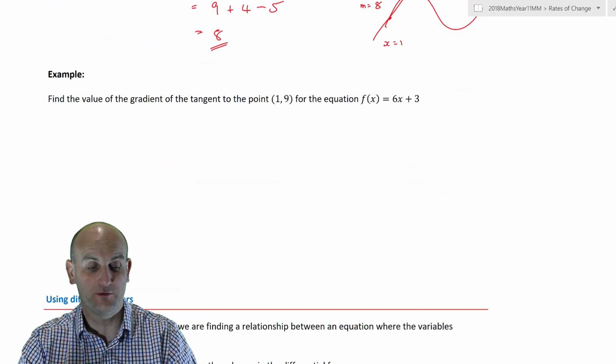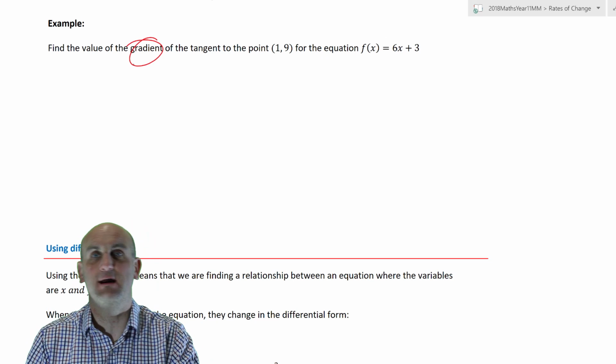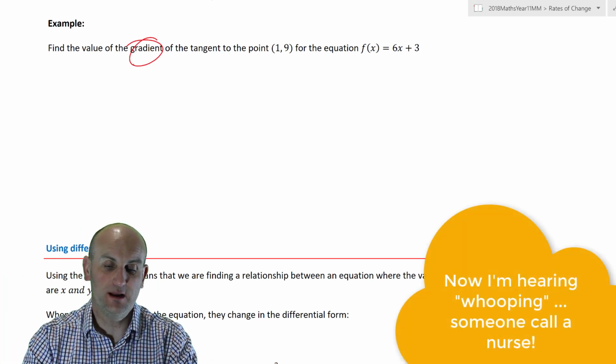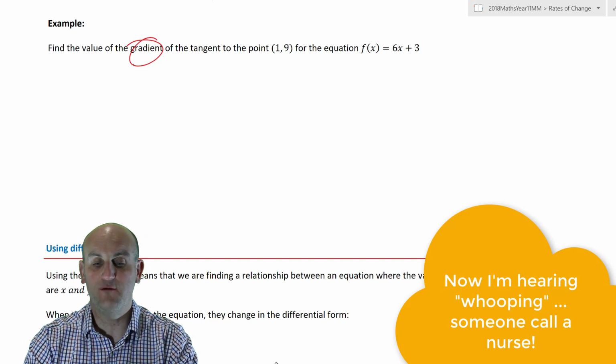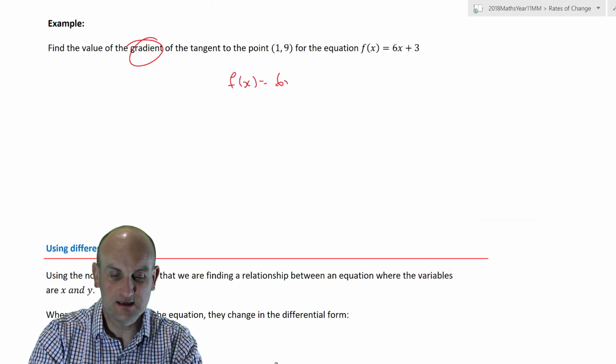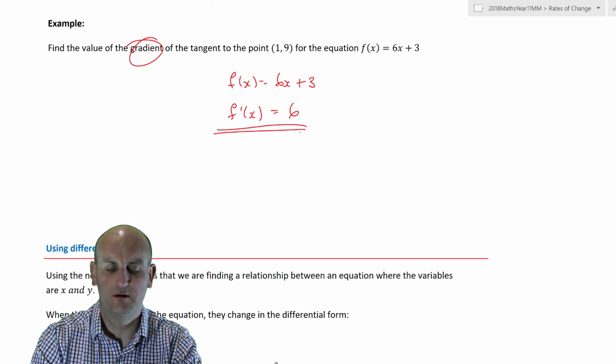Now this is freaking awesome. Again, find the value of the gradient. Whoops, my mind sees gradient, and I'm like, whoop, whoop. I'm going to differentiate to find the gradient of the tangent at the point 1, 9 for the equation f of x equals 6x plus 3. Right, so f of x is equal to 6x plus 3. f dashed of x is equal to, oh, hold on, I just meant this one, 6.